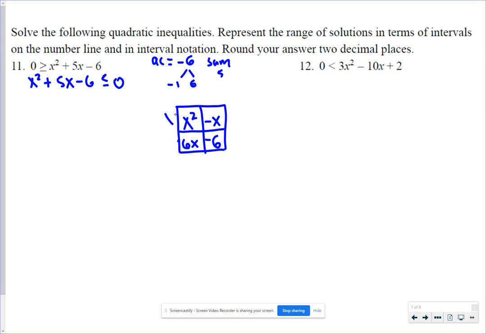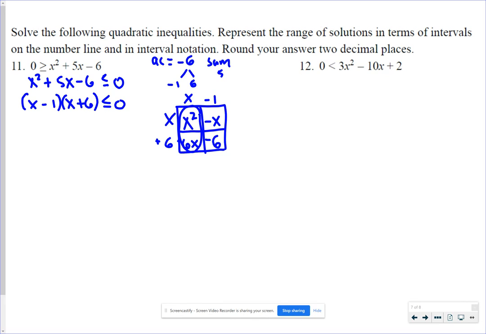Greatest common factor for the top row, for the bottom row, for the first column: these terms, x squared and 6x, are both divisible by x. They both have a factor of x. Negative x and negative 6, common factor is negative 1. Double check your factorization. X times x is x squared. X times 6 is 6x. Negative 1 times x is negative x. Negative 1 times 6 is negative 6. If I add all four of those together, I get my original polynomial x squared plus 5x minus 6. So our factorization, x minus 1 times x plus 6 will work.